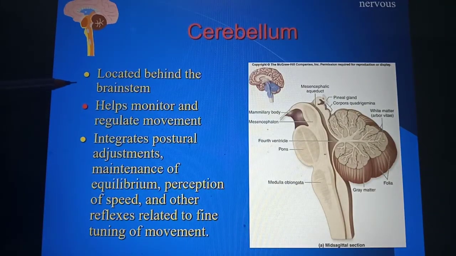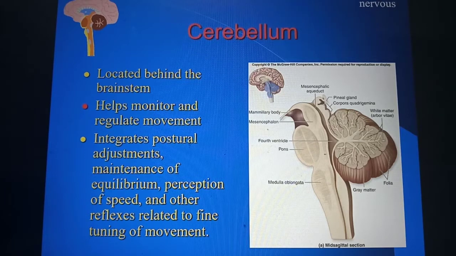So then we come to the cerebellum. The cerebellum is located behind the brainstem. It helps monitor and regulate movement. It also maintains posture, sense of equilibrium or stability, and speed. As I said previously in one of the classes, when your cerebellum gets affected, you get something called disequilibrium. People will stagger, they will have an abnormal gait, and they cannot walk in a steady fashion. That's one problem that can occur. Then they will not be able to judge the speed, and the fine movements will be affected.